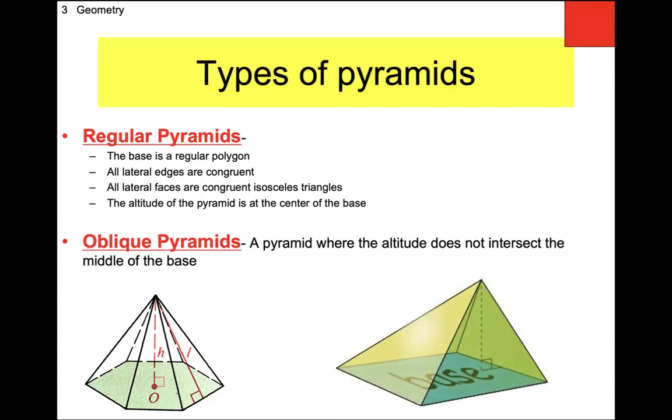So let's look at those regular pyramids. The bases, once again, are a regular polygon. We had that from the previous chapter. Remember, regular polygons are polygons where all the sides have the same measurement and all the angles have the same measurement. The lateral edges are all congruent. In other words, those black lines right there that join the triangles together are all congruent. Notice that would not be true for the oblique pyramid. All the lateral faces are congruent isosceles triangles. And lastly, the altitude goes to the center of the base. Notice none of those are true with the oblique pyramid.